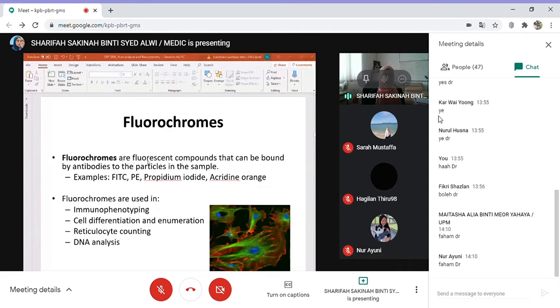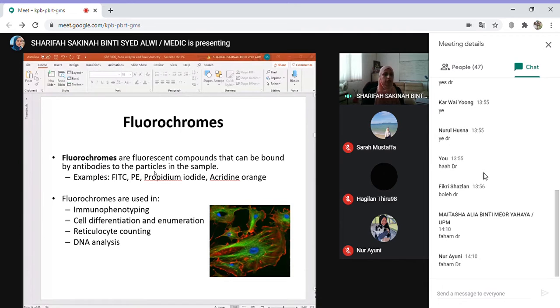So fluorochromes are fluorescent compounds that can be bound by antibodies to the particles in the sample. Examples of fluorochromes are FITC, PE, propidium iodide, acridine orange. The fluorochrome is the one I mentioned just now when I talked about staining cells.